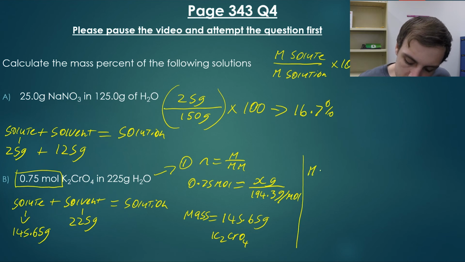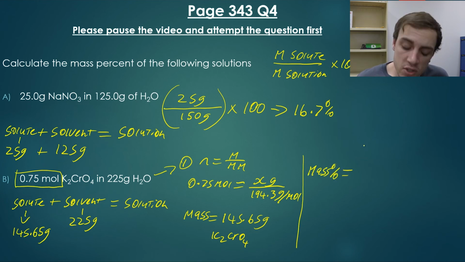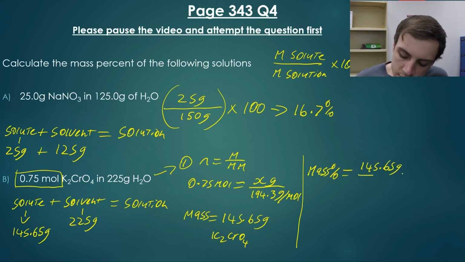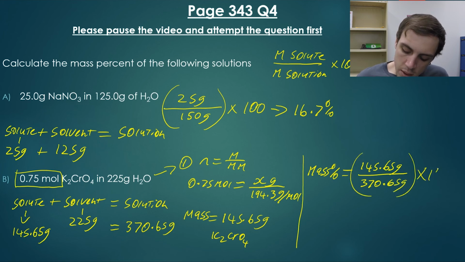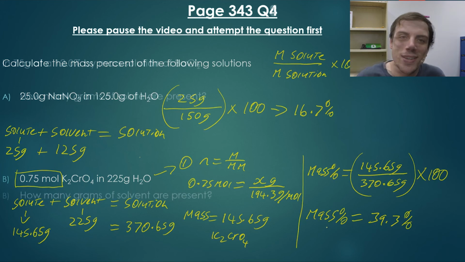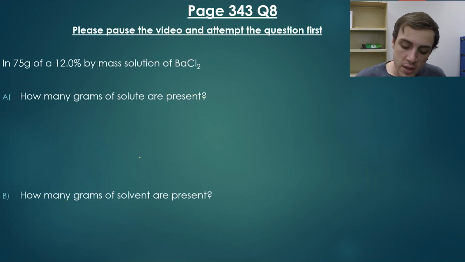So the mass percent is equal to the mass of the solute, which is 145.65 grams, divided by the mass of the solution. So 145.65 plus 225 will give us 370.65 grams. So we divide this by 370.65 grams, multiplied by 100, giving us a mass percent of 39.3%. Okay, let us now move on to page 343, question 8.